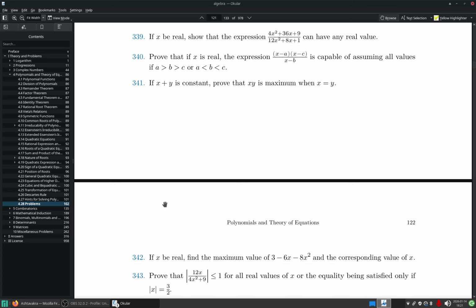This is the 35th set of problems on theory of equations, quadratic equations and polynomials. We have solved till question 340, so we will solve from 341 to 350.